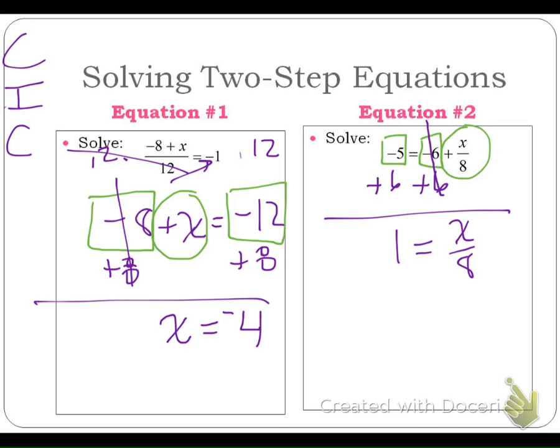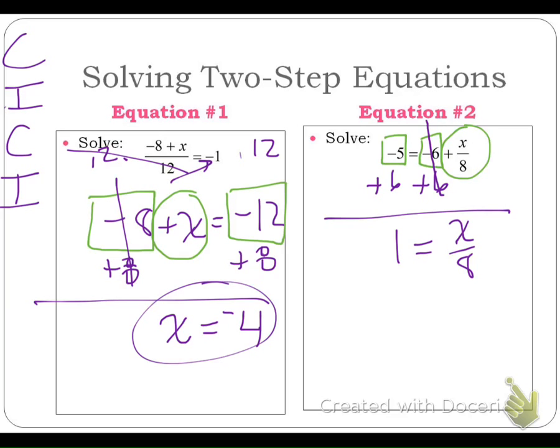Alright, our last step in solving equations is isolating our variable. Do you see the CI? Alright, so equation 1, our variable is already isolated. So equation 1, we're done. That's the answer. In equation 2, our variable is not by itself yet.